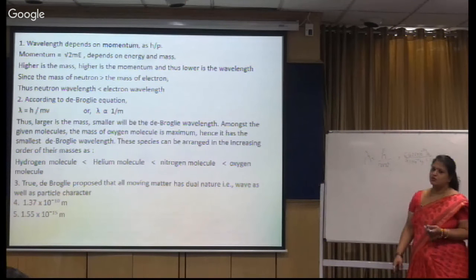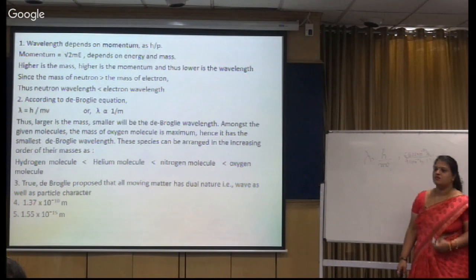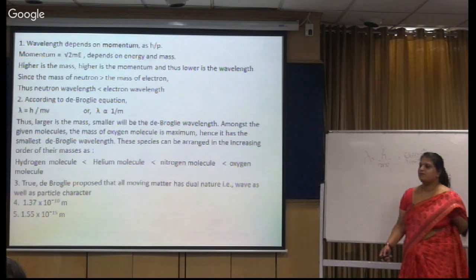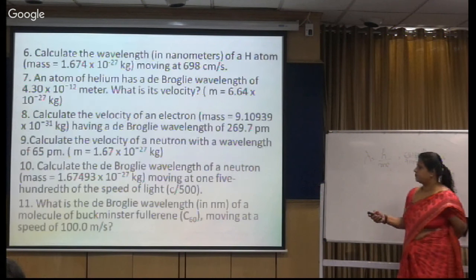For this, the answer is 1.55 into 10 to the power minus 15 meter. Okay? Move on to the next. Calculate the wavelength. Now it is specifically being asked that the wavelength be expressed in nanometers.